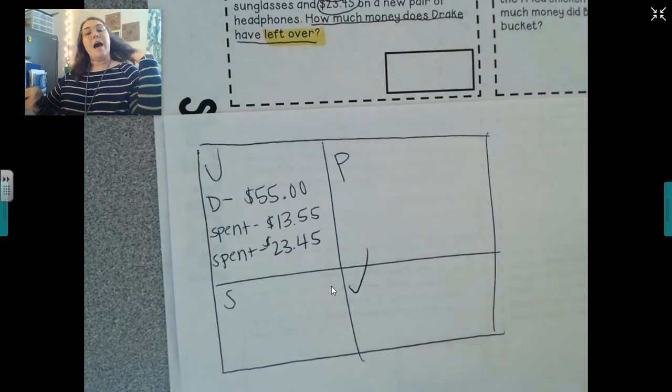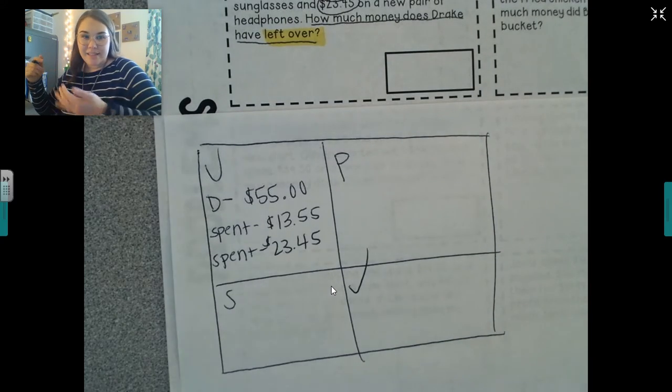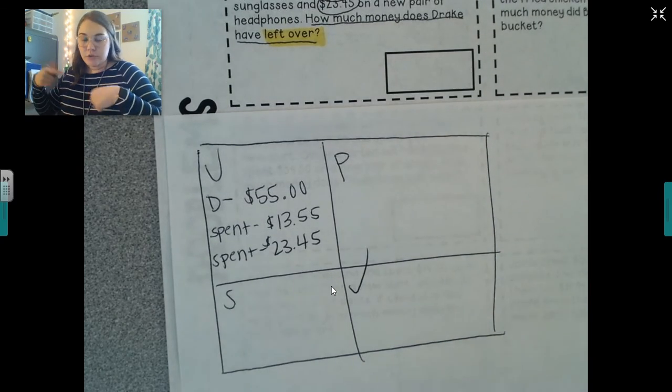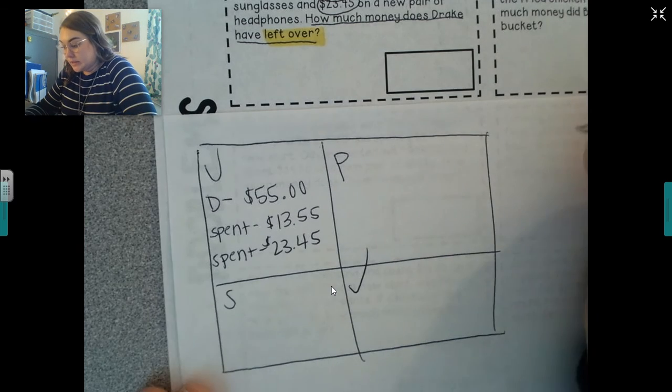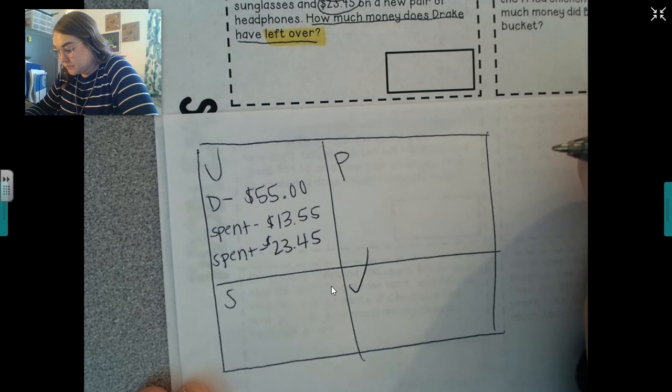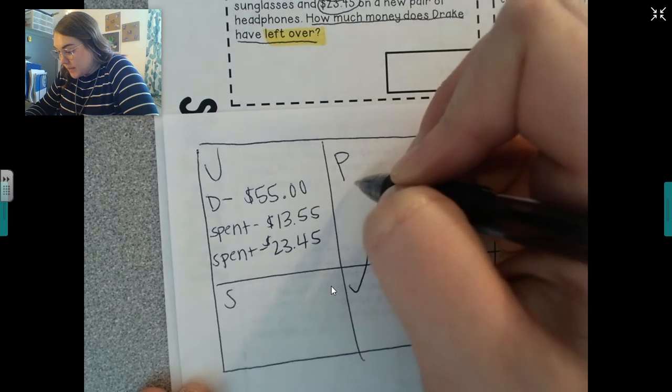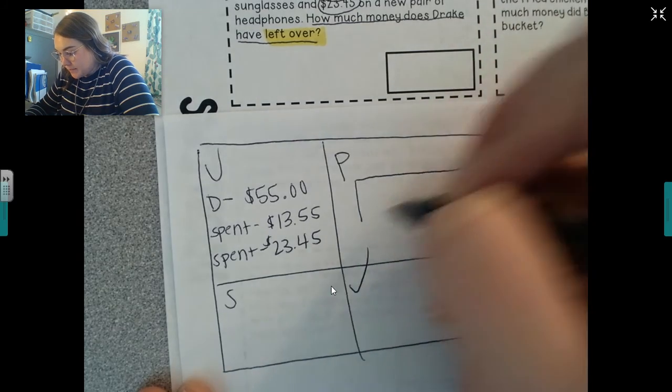So if I am going to plan this out, I think I'm going to use a strip diagram to understand this. So here we go. Let's draw a strip diagram.